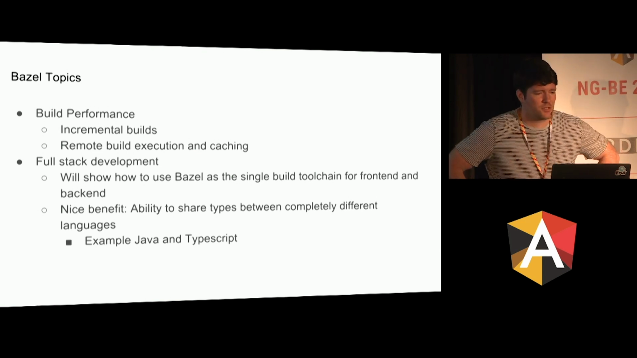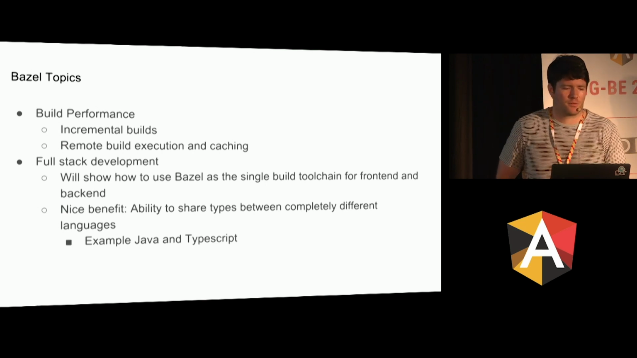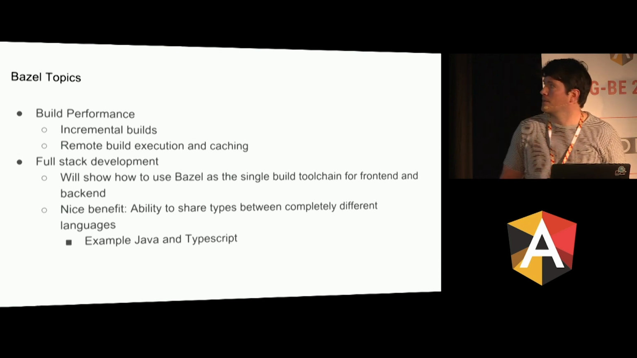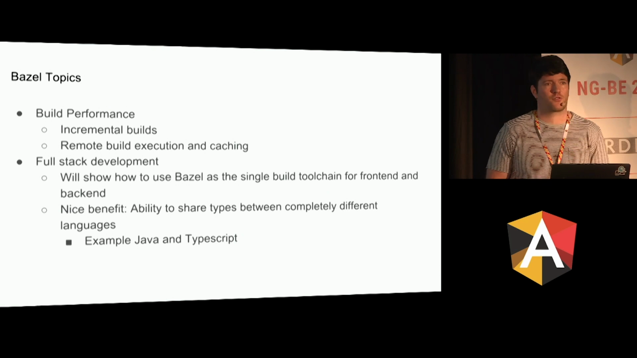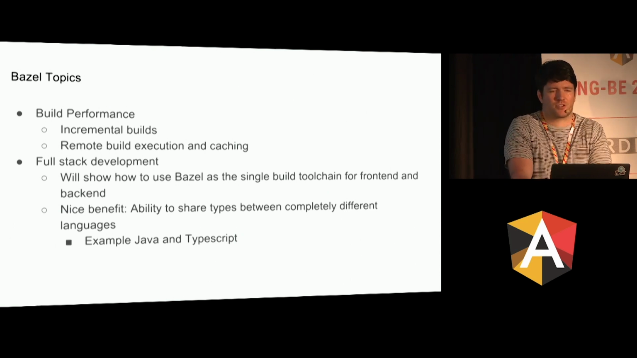There are basically two Bazel topics I'd like to cover today. First one is build performance from doing incremental builds and remote build execution and caching. The other part is full stack development using Bazel as the single toolchain for building your front end and your back end. And the nice benefit you get from that is the ability to share types between completely different languages. And I'll show you an example where we share types between Java and TypeScript.